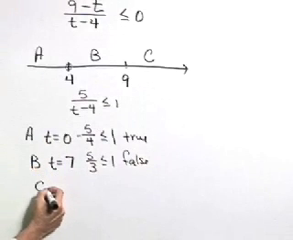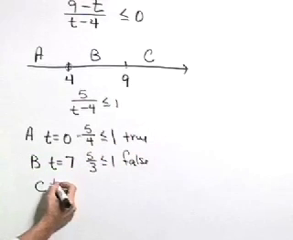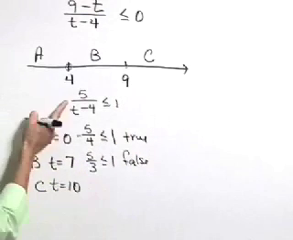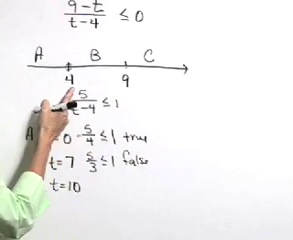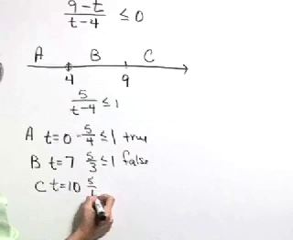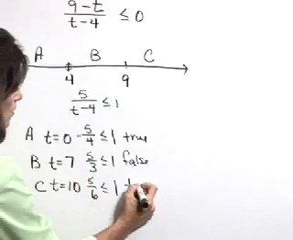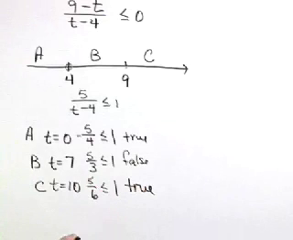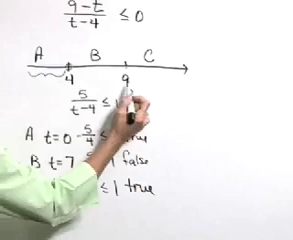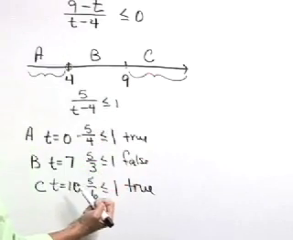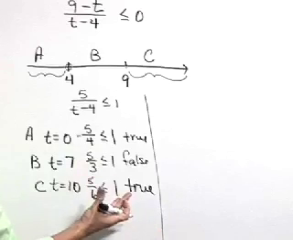Lastly, from interval C over there, let's choose a number that's larger than 9. How about t equal 10? Is 5 over 10 minus 4, that's 5/6, less than or equal to 1? Yes, that is true. And so, our values that are going to satisfy our inequality come from this interval A and that interval C. Let's describe those intervals using interval notation.